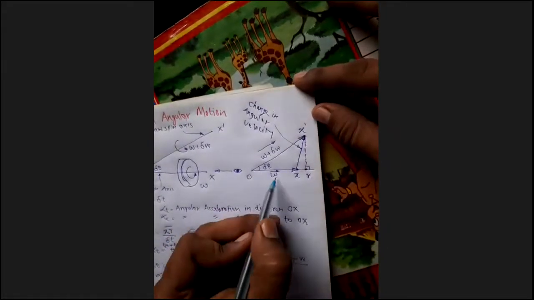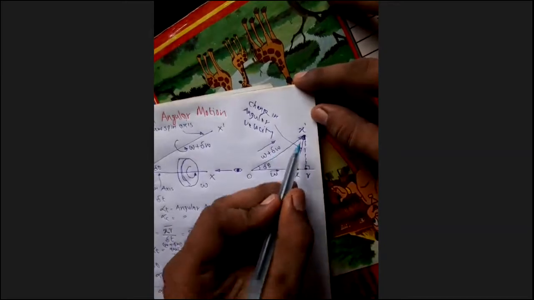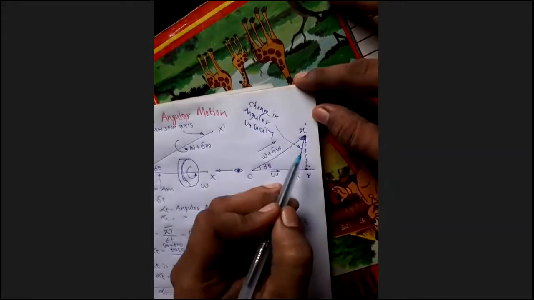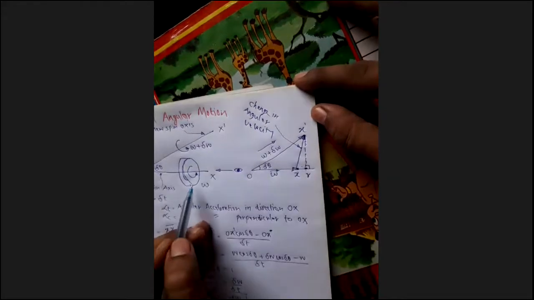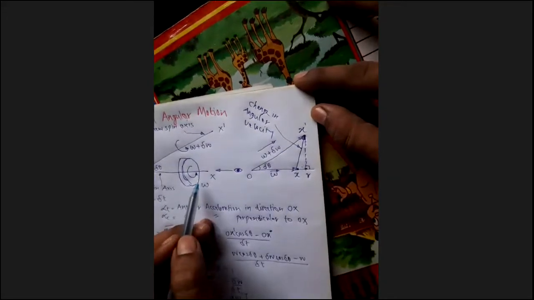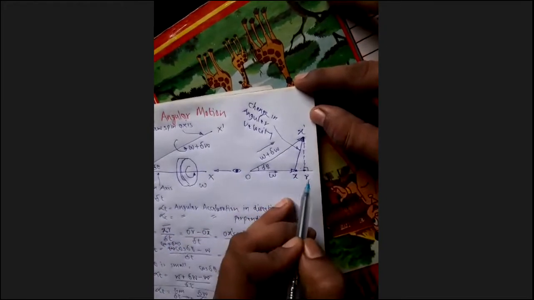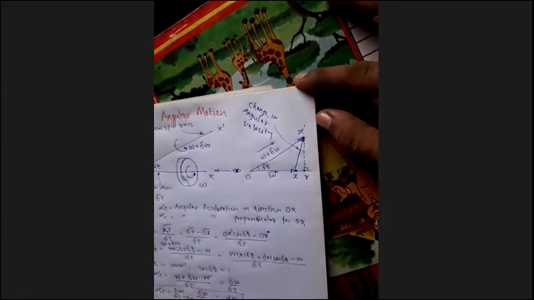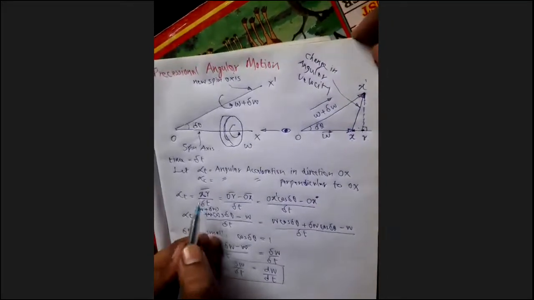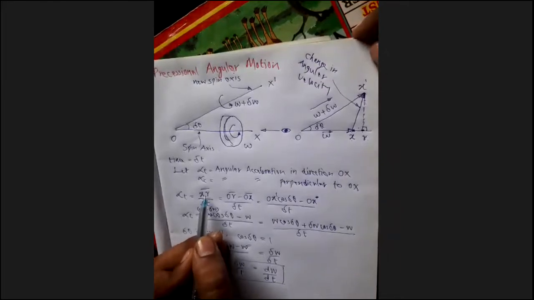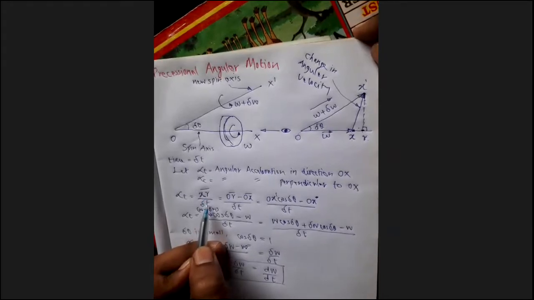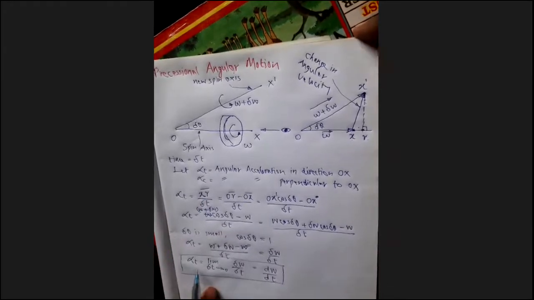Let me explain again. Angular velocity is changing, and this vector is representing the change in angular velocity. As angular velocity is changing, this disk is acted upon by angular acceleration. This angular acceleration will have two components: one along OX, the other perpendicular to OX. To find the component along OX, we use the expression alpha t equal to change in angular velocity along OX divided by time.